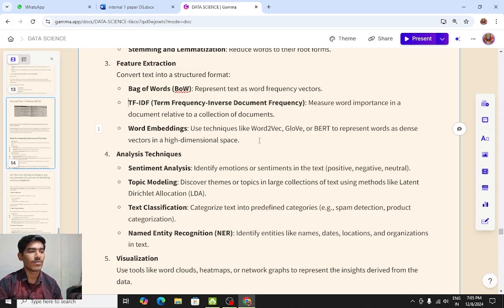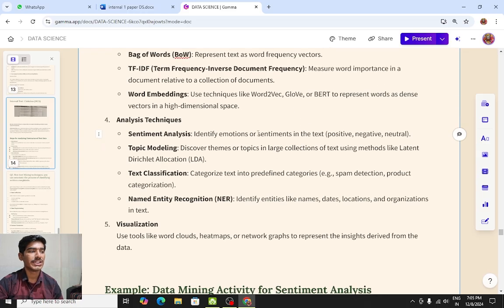Use techniques like Word2Vec, GloVe, or BERT to represent words as dense vectors in a high dimensional space. Now, fourth is analysis techniques. Sentiment analysis. Identify emotion or sentiment in the text, positive, negative, or neutral. Topic modeling. Discover themes or topics of a text using methods like latent Dirichlet allocation, LDA.